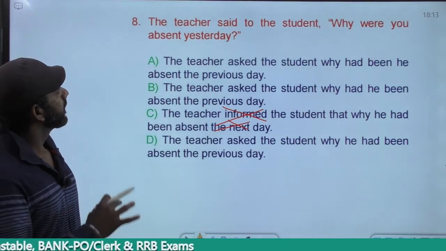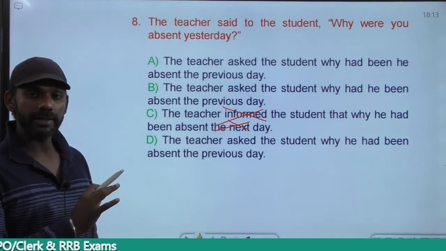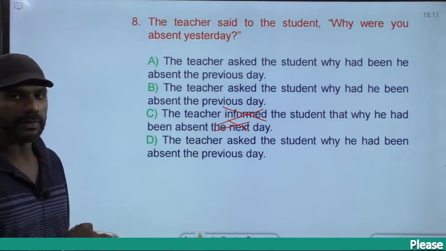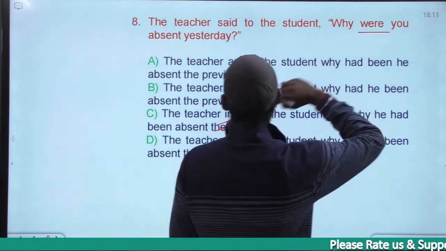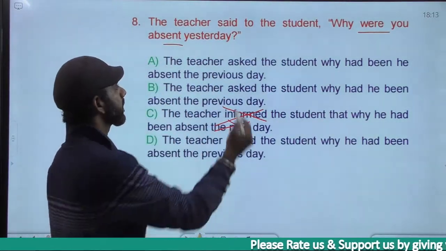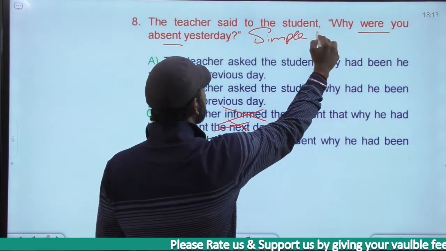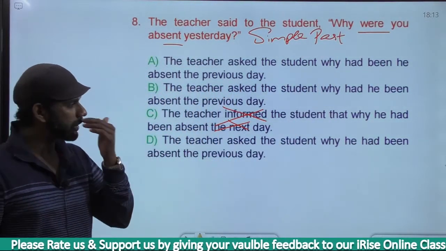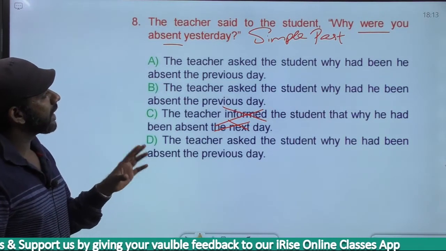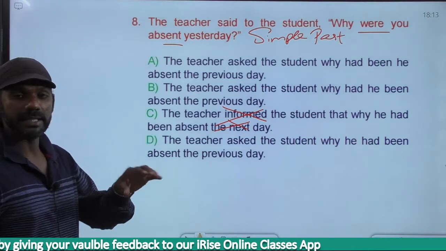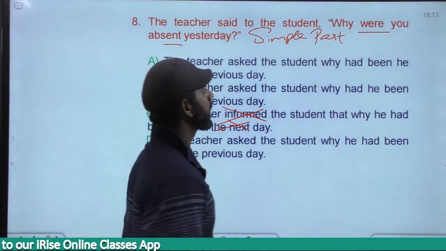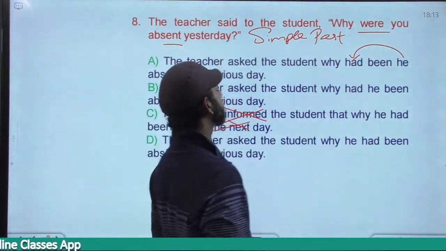Gone. Fine. Now, if or whether should not be used. Why? The interrogative sentence is starting with a WH word, so if or whether should not be used. "Why were you absent yesterday" is simple past, and according to the rule, simple past must become past perfect. Come to the first option. The teacher asked the student, "why had been he?" Indirect speech is not interrogative, so the auxiliary verb must come after the noun or pronoun. Here the auxiliary verb is coming before the pronoun. Grammatically wrong, eliminated.